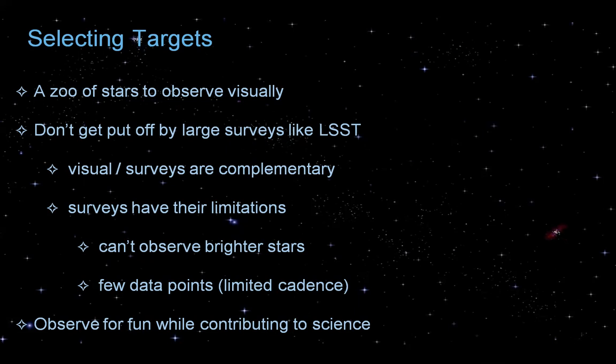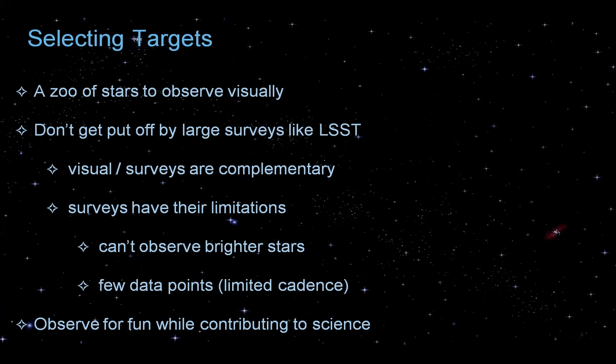Now, you may have learned about some of those large surveys that have begun or are about to begin. One is called the Large Synoptic Sky Survey, or LSST, which will observe and record the entire sky every 3 nights. That's a heck of a lot of data. Some visual star observers thought that these large surveys would spell the end for the visual variable star observers, and nothing could be further from the truth. The visual astronomers and the work coming out of the surveys will complement each other.